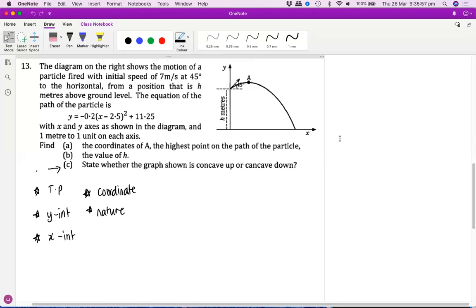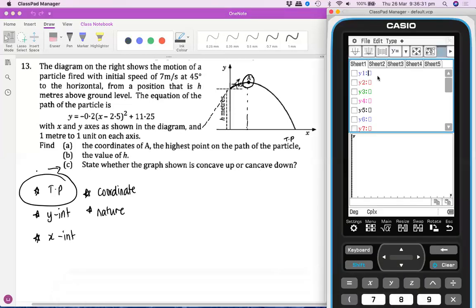Let's look at our first question here. The coordinates of A, the highest point on the path of the particle. If you imagine this is like a parabola, this point here can also be represented as the turning point. So essentially this part is asking you to find the turning point of this graph. It's going to be a problem because you literally can't read this graph and say, oh yeah, I totally know what that point is. You don't, because it's too difficult. You can look at this equation. This is crazy. So I'm going to get you to type into your Classpad.